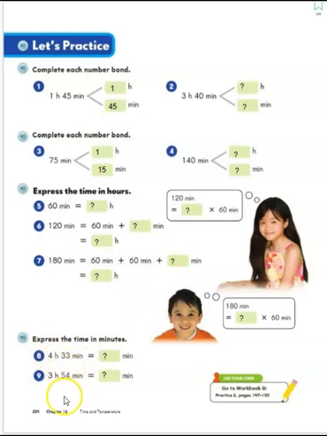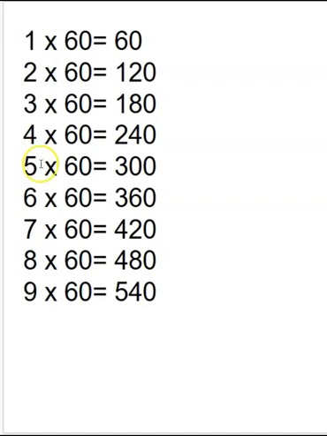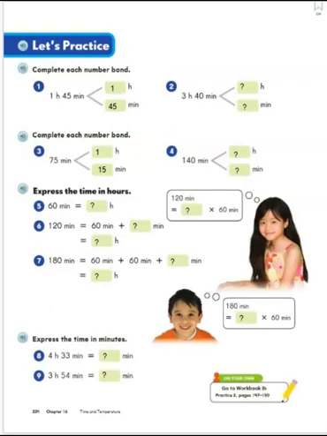And then down here at the bottom, we're converting hours and minutes into just minutes. So the first one says 4 hours, 33 minutes. So I'm going to look at my handy little chart. I know that 4 hours is made up of 240 minutes. Okay, so I'm going to go back here. So I know I've got 240 minutes plus that extra 33 minutes, which gives me a total of 273 minutes.